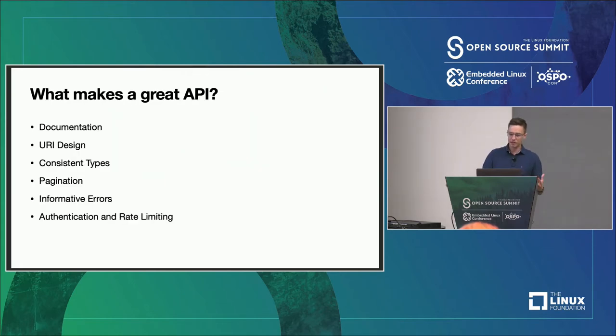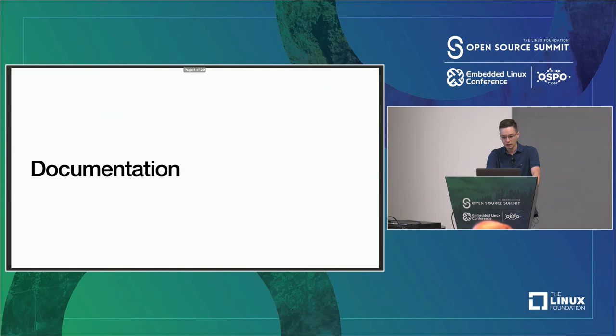So what makes a good API? There are a few things I would say. The first one being documentation, URI design, consistent types, pagination, informative errors. And then authentication and rate limiting, I kind of package that together as they go hand in hand. But we'll get started with documentation.